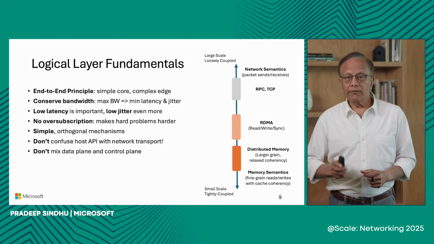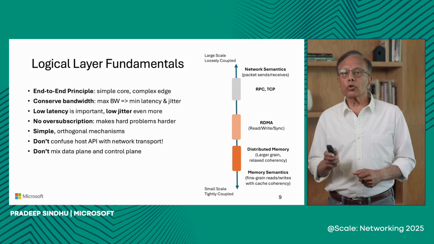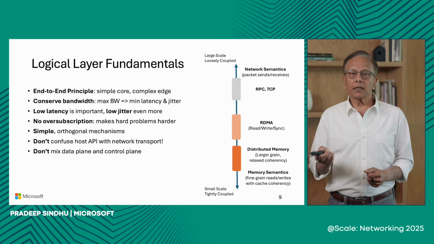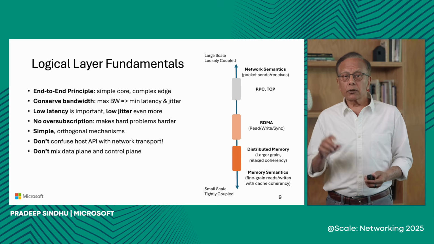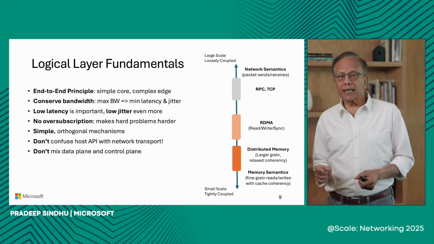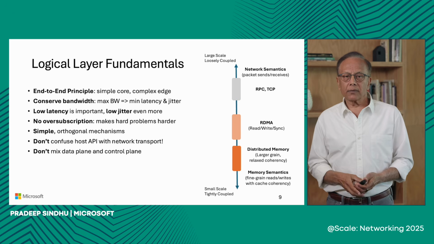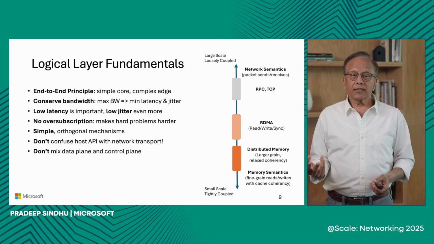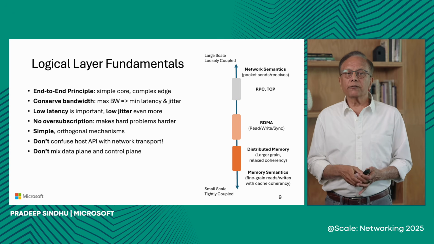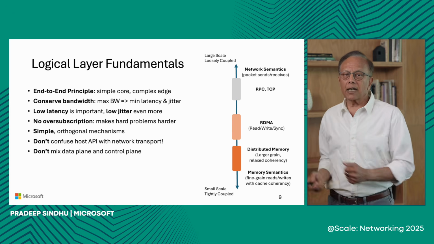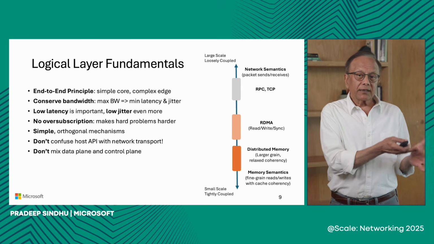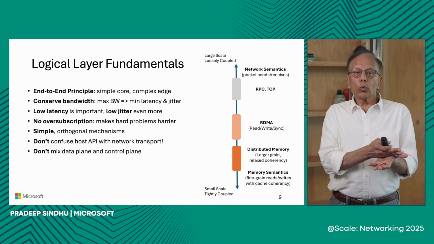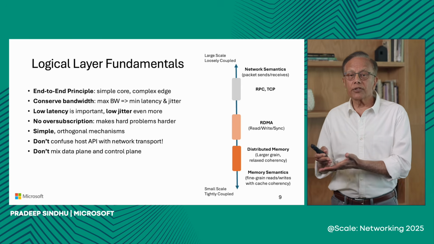It's also very, very important not to oversubscribe networks because it just makes problems which are difficult even harder. It's important to maintain simple mechanisms which are not overlapping. And finally, it's important conceptually to not confuse host APIs with network transport. For example, confusing the fact that people are using queue pairs as the host interface with the use of RoCE v2, which is a transport protocol.